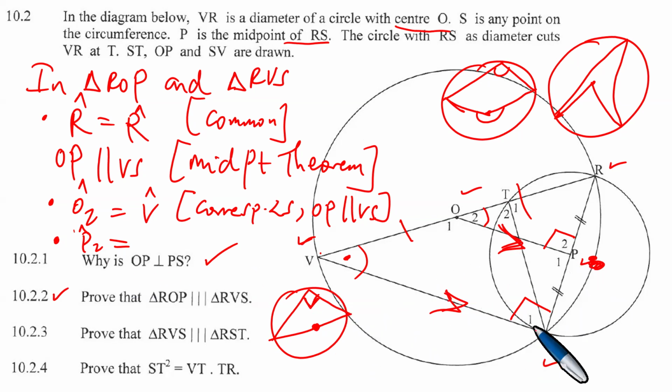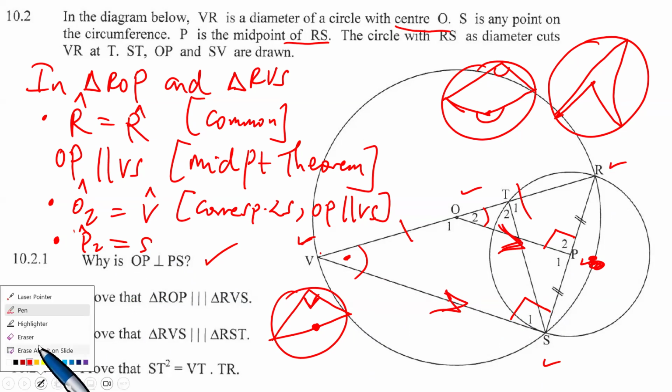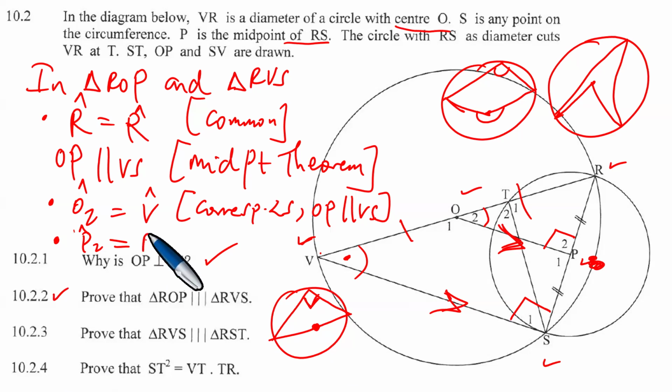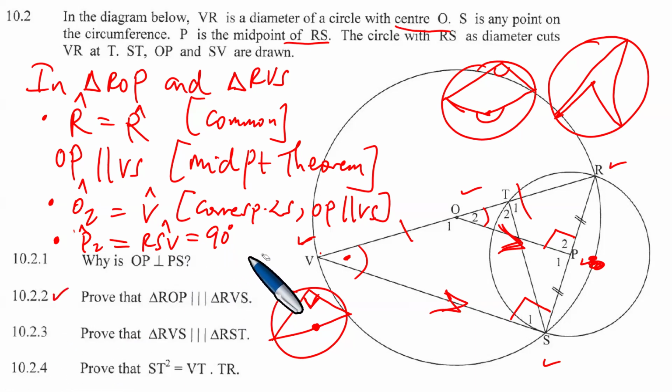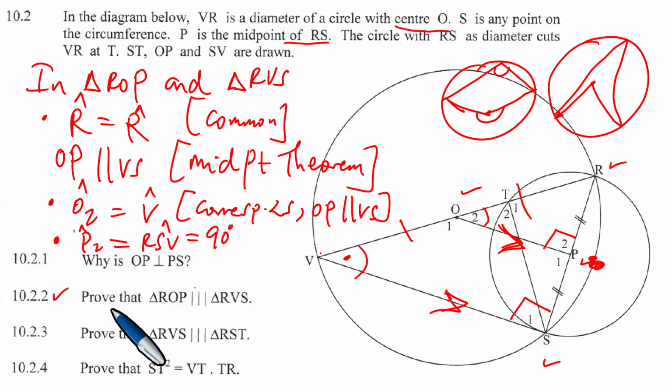So angle P2 is equal to this angle here, the whole angle, which we can call RSV. It is equal to the angle RSV, which is equal to 90 degrees. Right, so why is this the case? We can put some justifications. What are the justifications? Let's write them down.